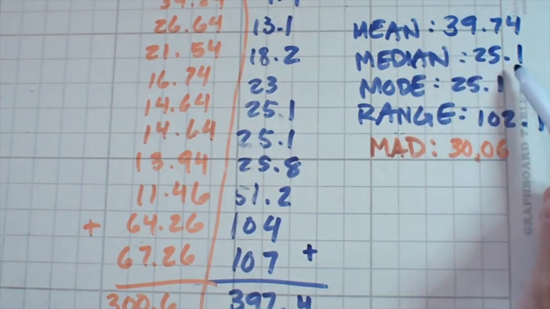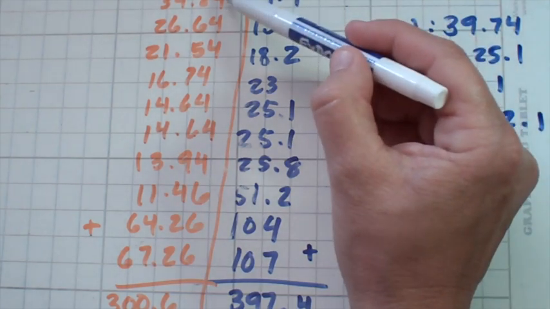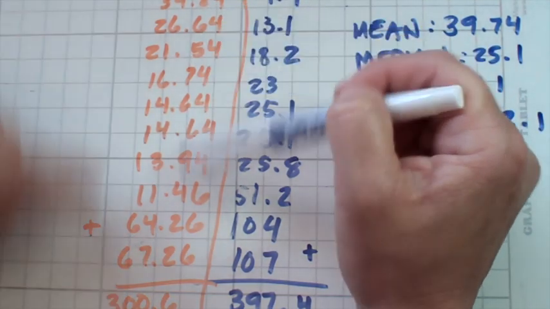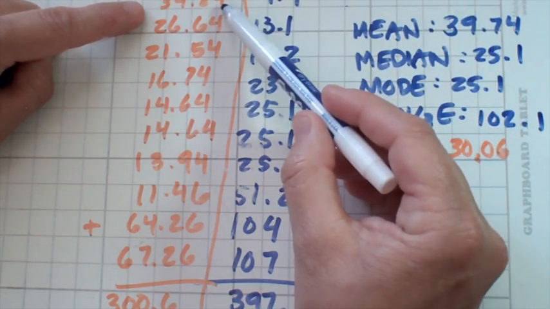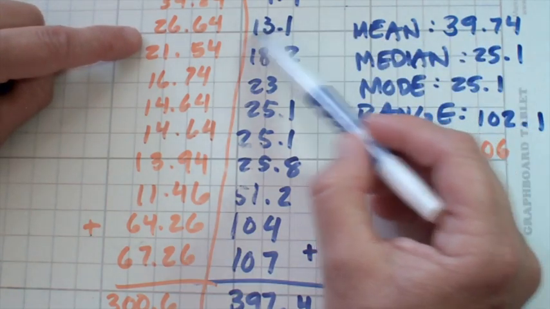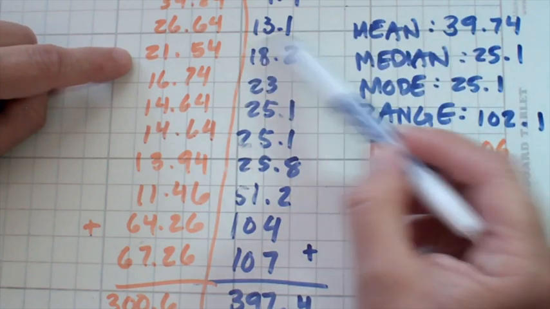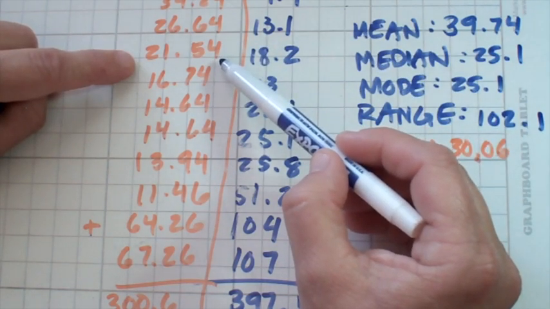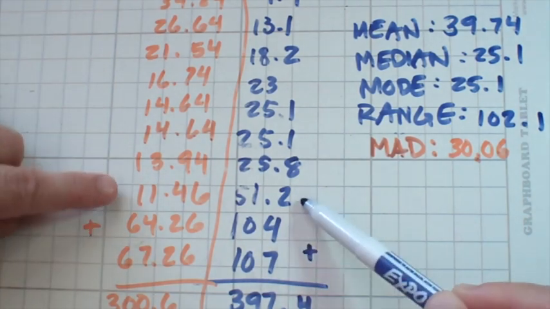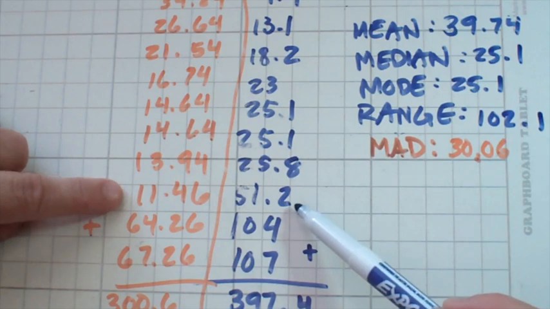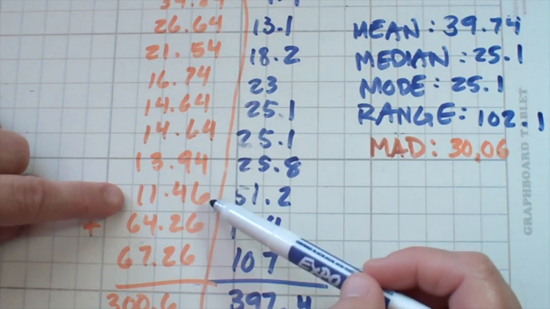So if you have really big or really small numbers, they will sway the mean, but they don't affect the median. Okay, now to find the mean absolute deviation, I found the absolute deviation, since there's no negatives here, right? I took the mean and I subtracted this number, and that's where this number comes from. I took the mean, I subtracted 13.1, and that's where this number comes from. I took the mean, subtracted 18.2, that's where this number comes from. Once I get up to here, when I take the mean and I subtract this number, I would get a negative number. But because it's the absolute deviation, I write it as positive.